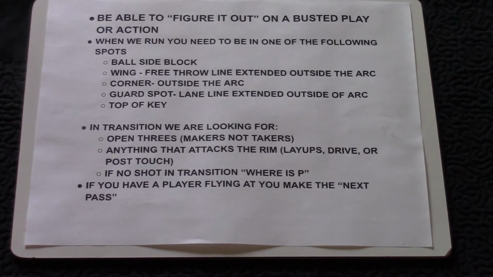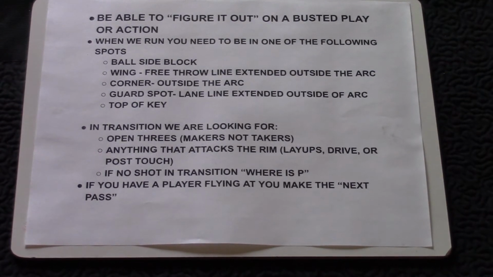When we run, you need to be in one of the following spots: ball side block, on the wing, free throw line extended outside the arc, corner outside the arc, guard spot, lane line extended outside the arc, or top of the key. So if you're not in one of those spots, you need to find one of those spots quickly.